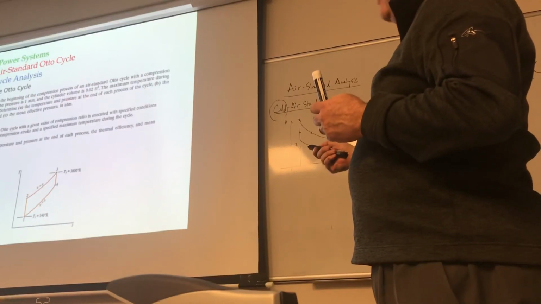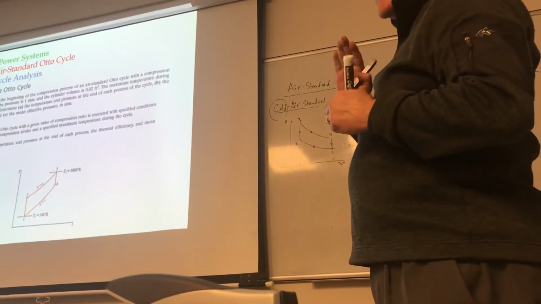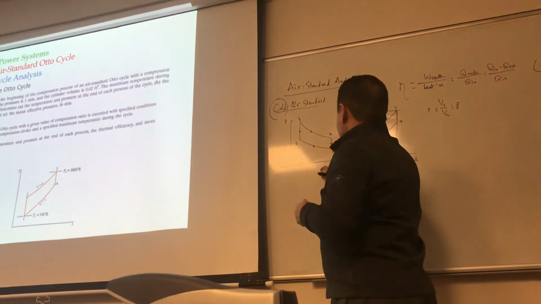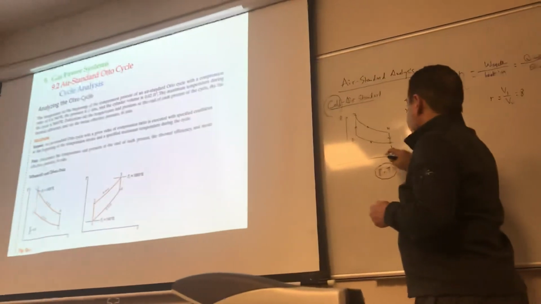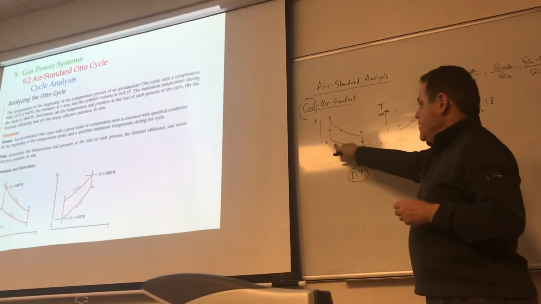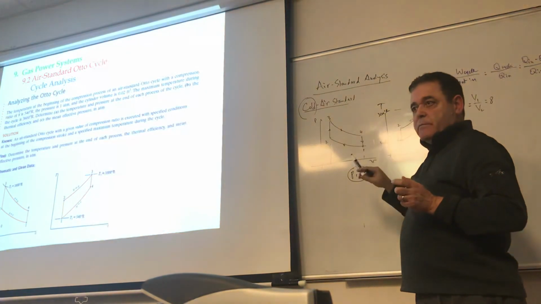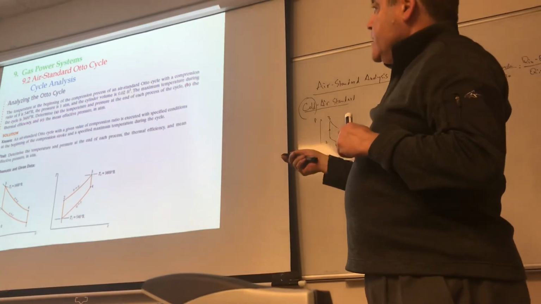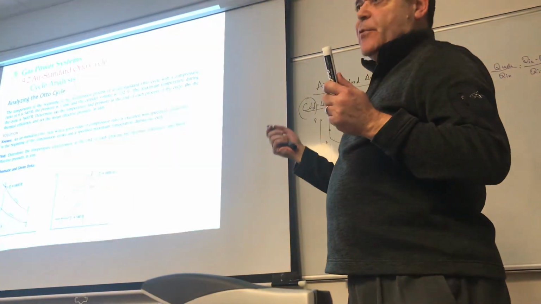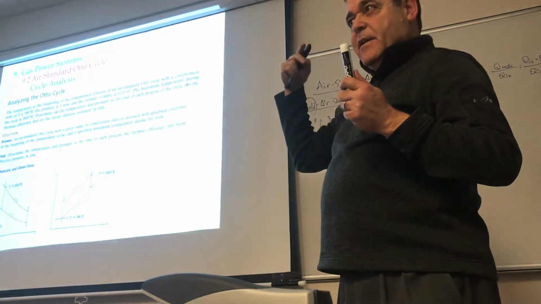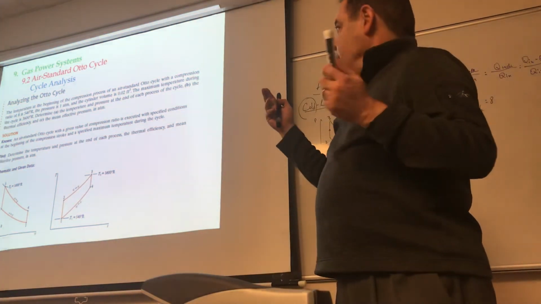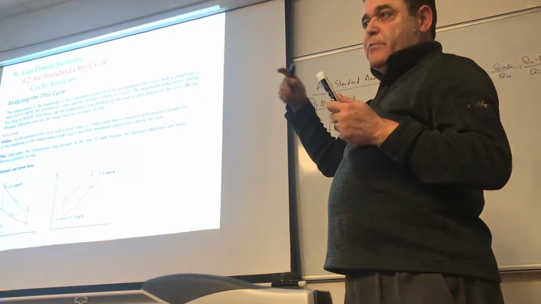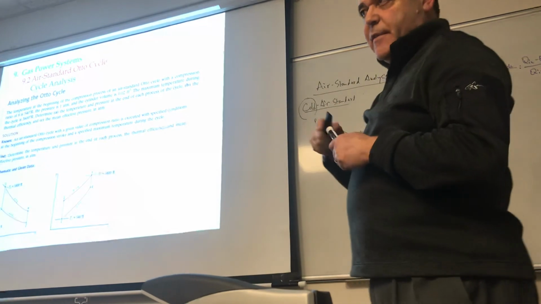The temperature and pressure at the end of each process. Usually that's the typical question that is asked. What is the pressure and temperature at the end of each process? In other words, what's P1, T1, P2, T2, P3, T3, P4, T4? Those 4. And then, what is the thermal efficiency? That means that for each one of those states, you have to find the u value. And then, what is the mean effective pressure? Once you find the work, you can figure out the rest.